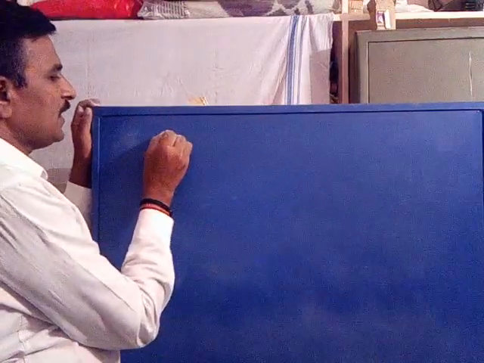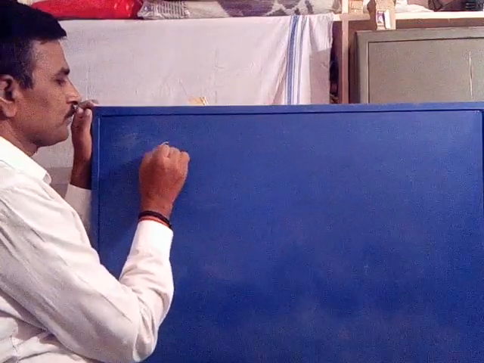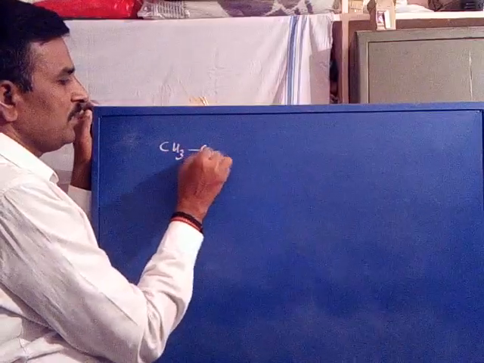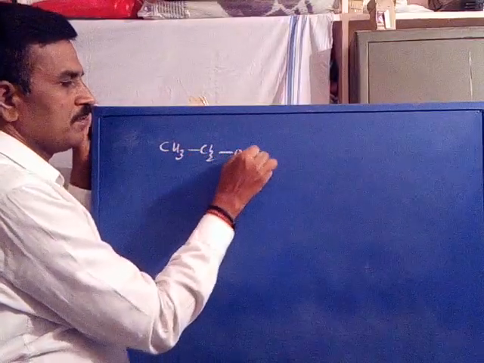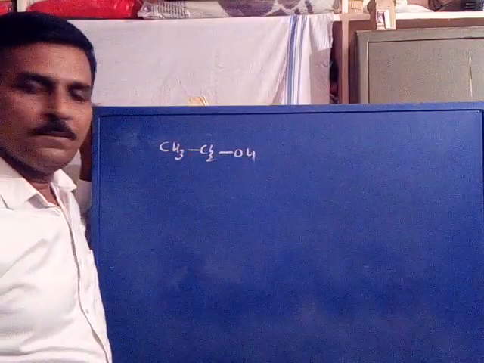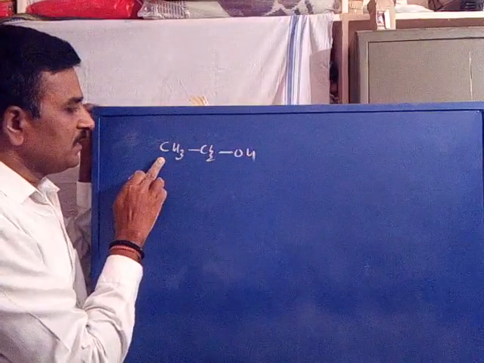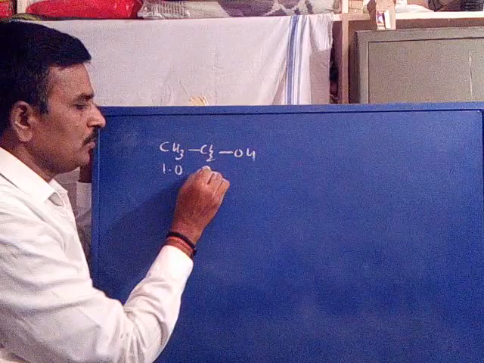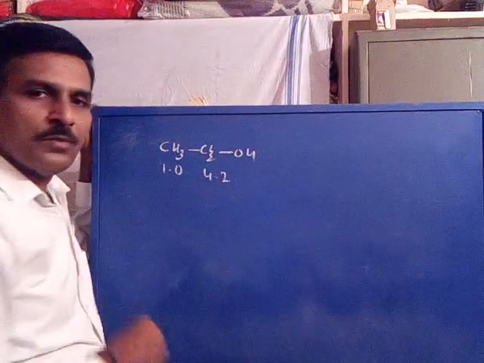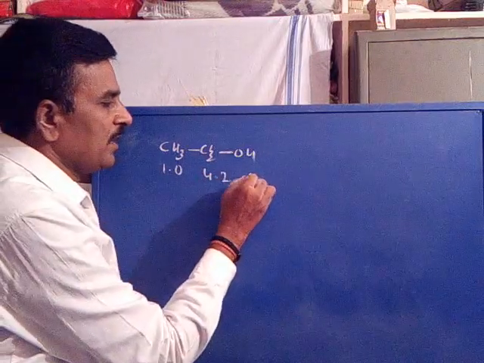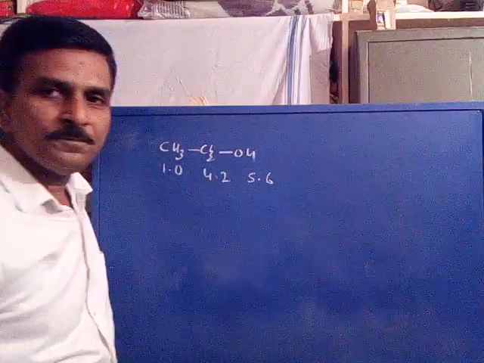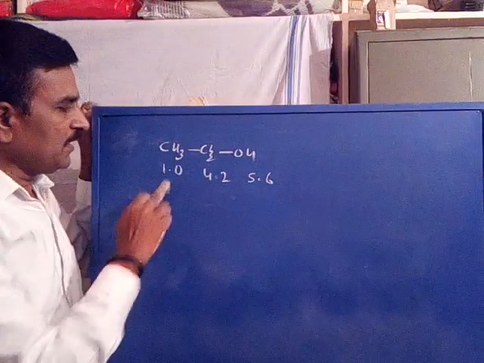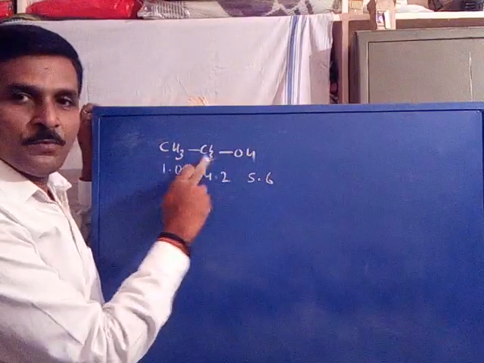Now you take ethyl alcohol, CH3CH2OH. The CH3 appears at 1.0, CH2 appears at 4.2, and OH appears at 5.6 ppm. These are the delta values for the respective protons.